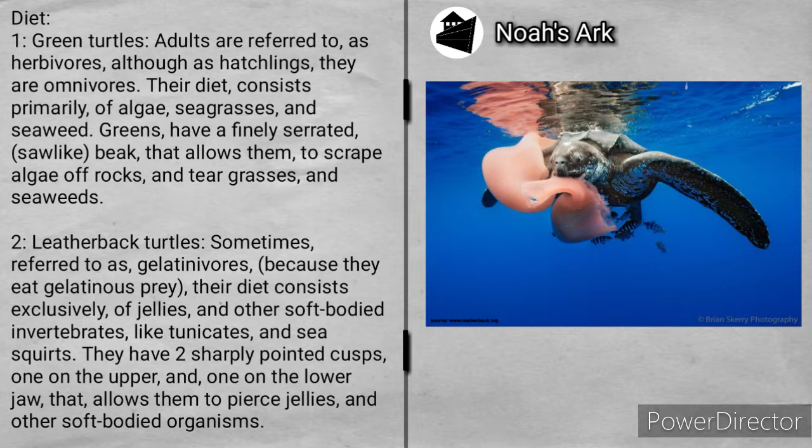2. Leatherback turtles, sometimes referred to as gelatinivores, because they eat gelatinous prey. Their diet consists exclusively of jellies and other soft-bodied invertebrates, like tunicates and sea squirts. They have 2 sharply pointed cusps, one on the upper and one on the lower jaw, that allow them to pierce jellies and other soft-bodied organisms.